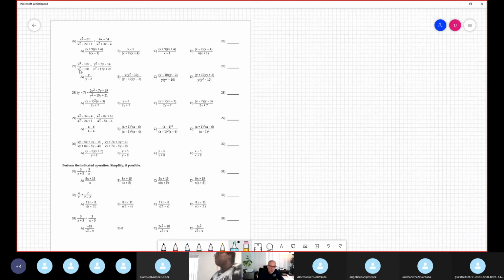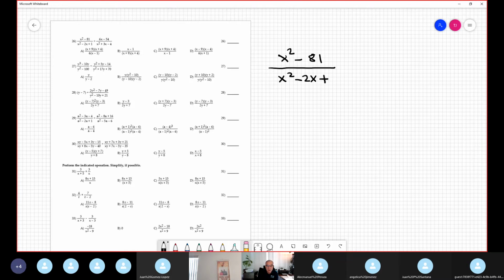Okay, let's do one more, because it's the same thing, right? Let's do number 26: x squared minus 81 divided by x squared minus 2x plus 1, division, 6x minus 54 divided by x squared plus 3x minus 4.